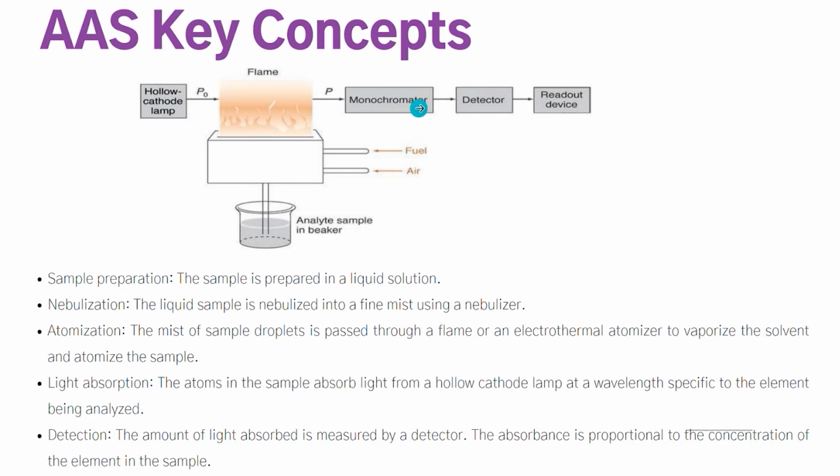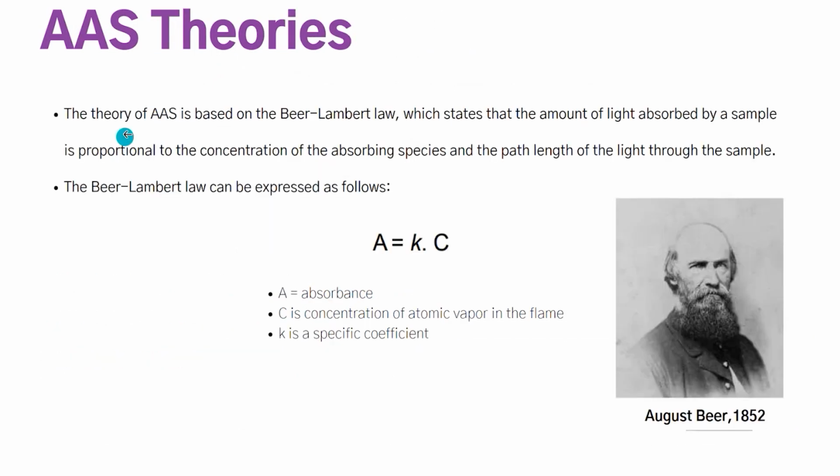Then the monochromator filters that light, whereby it goes into the detector, where the amount of light absorbed is measured. The absorbance is proportional to the concentration of the element in the sample. The absorbance is then compared to the absorbance of a series of standard solutions to determine the concentration of the element in the sample. So here is a more in-depth explanation of the previous statement.